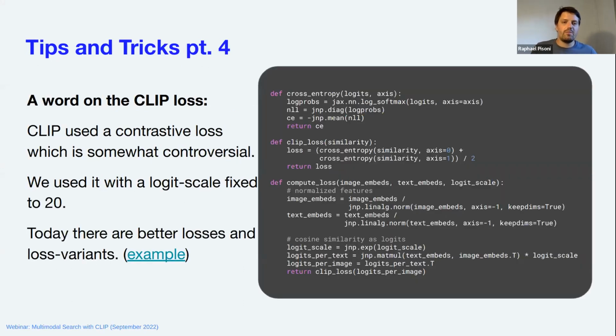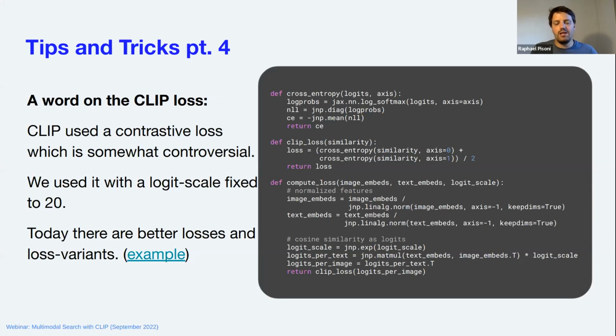And finally, I want to say something about the CLIP loss. The original CLIP was trained with a contrastive loss, and we used that contrastive loss with a fixed logit scale. This logit scale is usually learned, but we fixed it at some almost random value, or some empirical value that we found to work really well, and it sped up our training quite significantly.